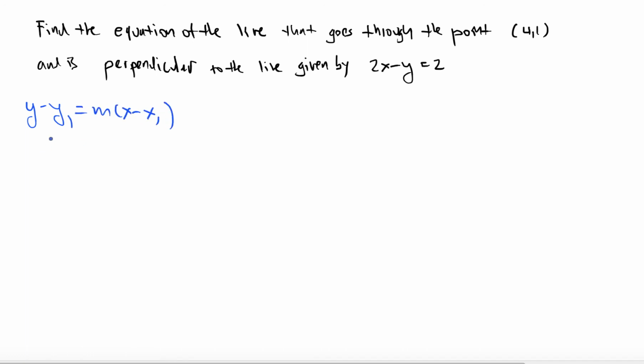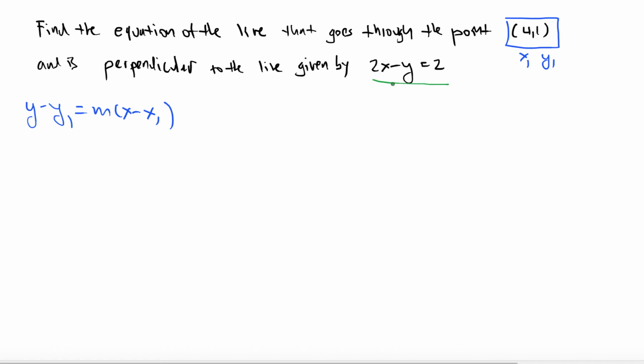So we need a slope, which is the value of m, and we need the point. If you look in the question, we're given the point that this line goes through. This will be our x1 value, this will be our y1 value. But what is the value of the slope that we plug in here? The second part of the question tells us, because we want to find the equation of the line that is perpendicular to this line.